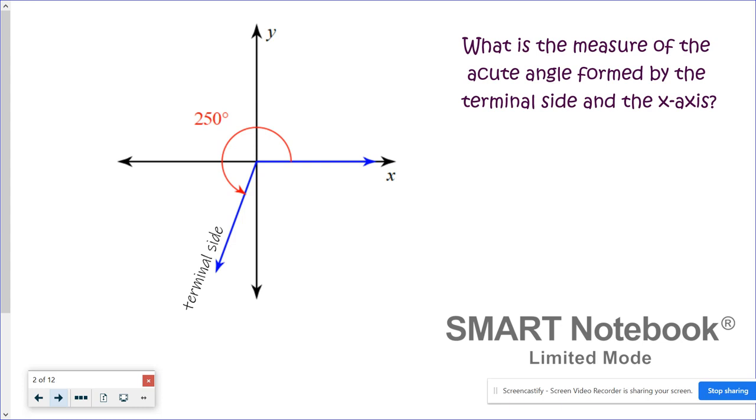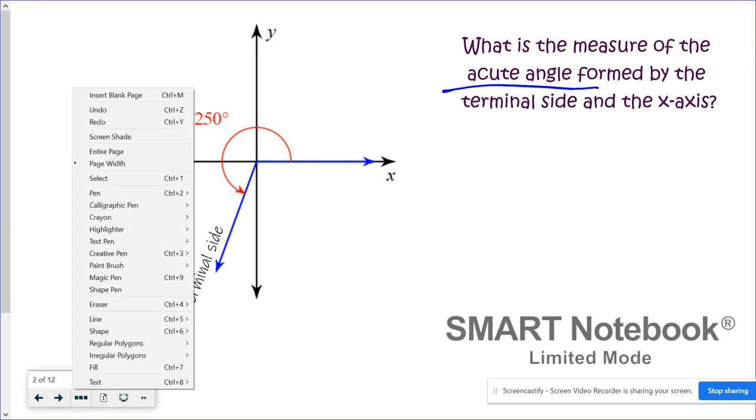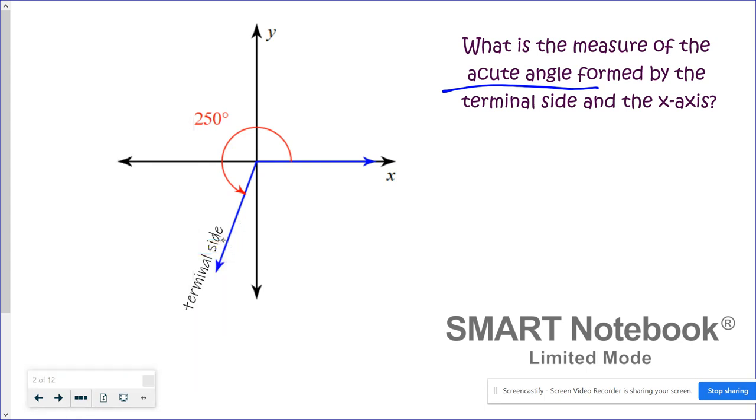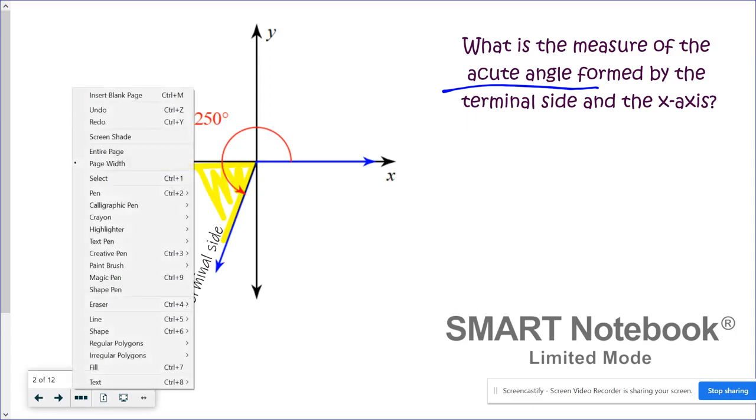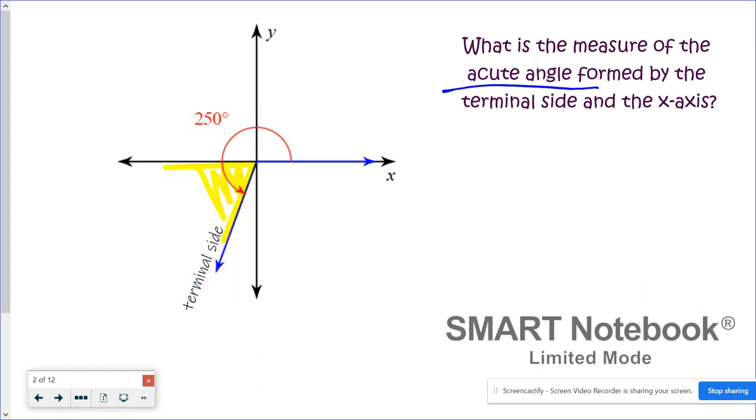So on this screen here, I'm asking what is the measure of the acute angle formed by the terminal side and the x-axis? Because that acute angle is the reference angle, okay? And so in this diagram, our reference angle is this angle formed, like it says, by the terminal side and the x-axis. So I want to know what the measure of this angle is. Now the whole angle has a measure of 250. So what would be the measure of that little acute angle there?